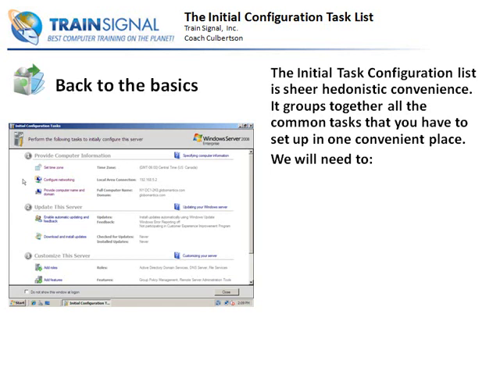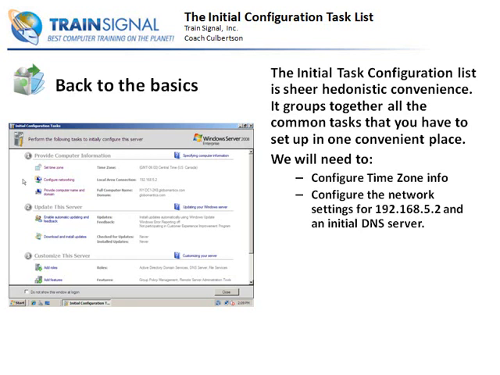So here's what you and I are going to have to do. We're going to need to set up the time zone, make sure it's correct. We're going to need to configure our network settings, and here is our network address one more time for you. We're going to be using 192.168.5.2. We also need to set up an initial DNS server, even though that's going to change, but we'll talk about that when we get to it.